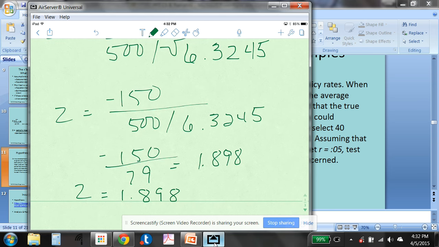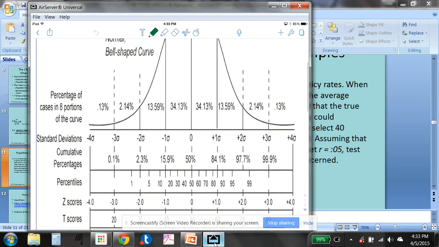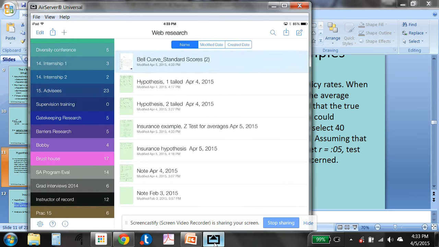In order to interpret that, we have to flip to another screen here. We want to look at our bell curve. And here's our bell curve. Our Z-score, if we go down here, here's our Z-score line, correct? And we're going to go over to nearly 2 because we're looking for our critical value. Our critical value is 1.96. Do you remember that? Do you know how I got there?